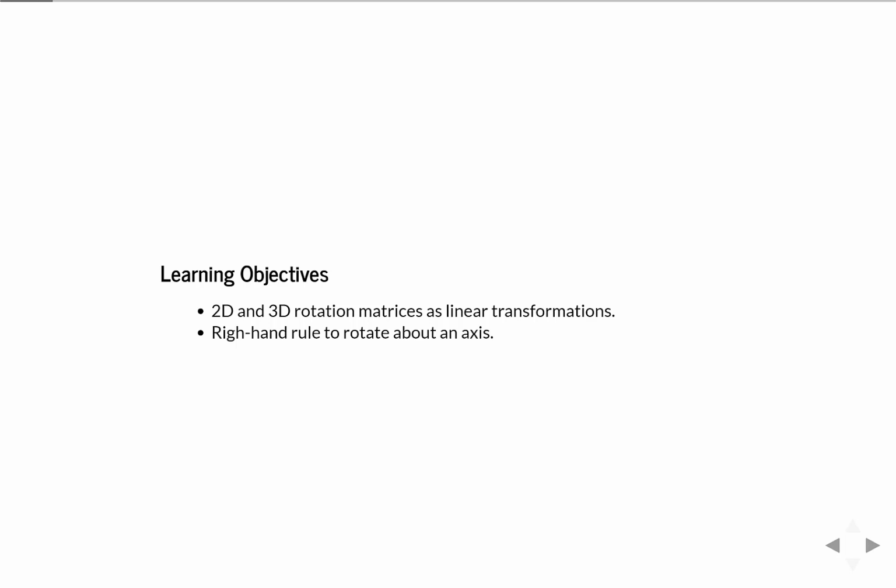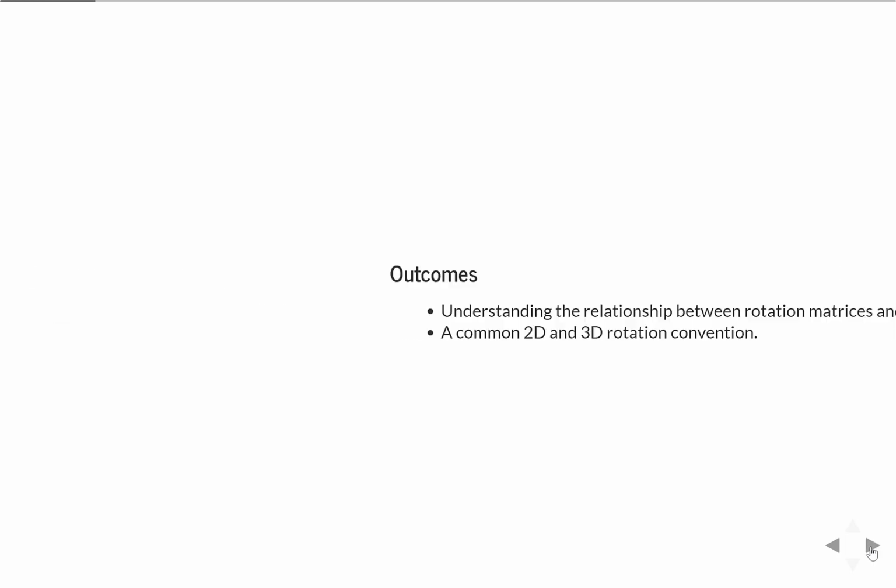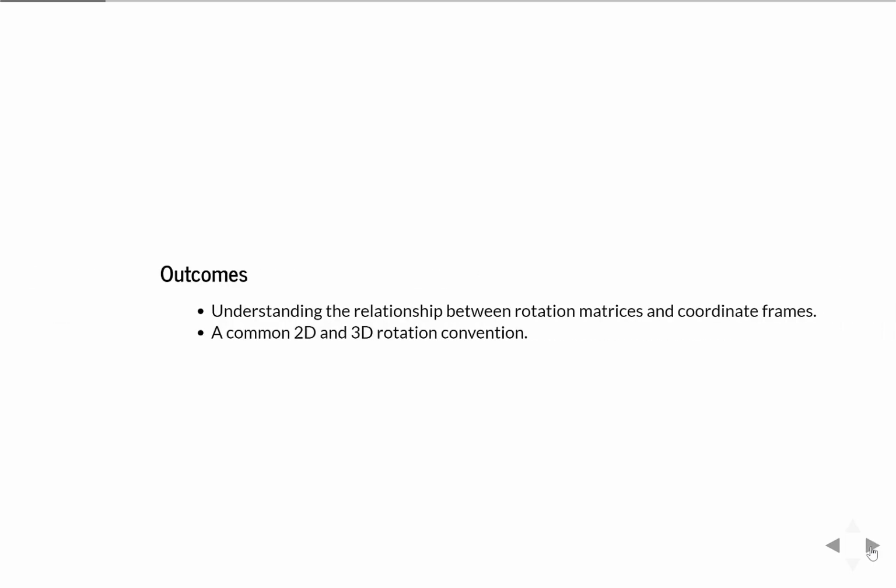In this video, we're going to learn 2D and 3D rotation matrices as linear transformations. And we're going to see the right-hand rule to rotate about an axis. The outcomes are understanding the relationship between rotation matrices and coordinate frames, and a common 2D and 3D rotation convention.